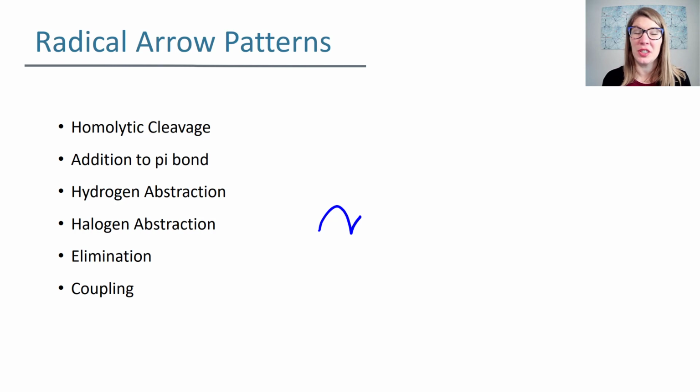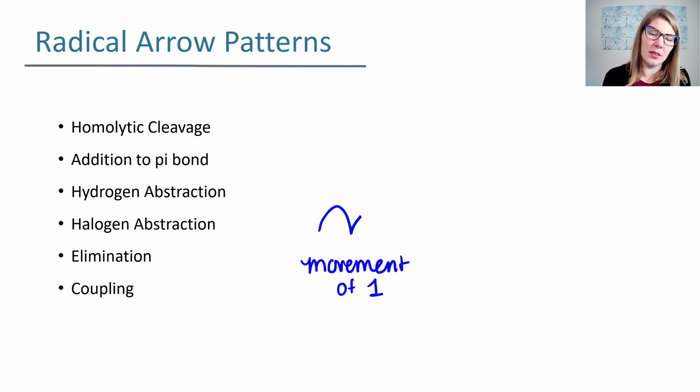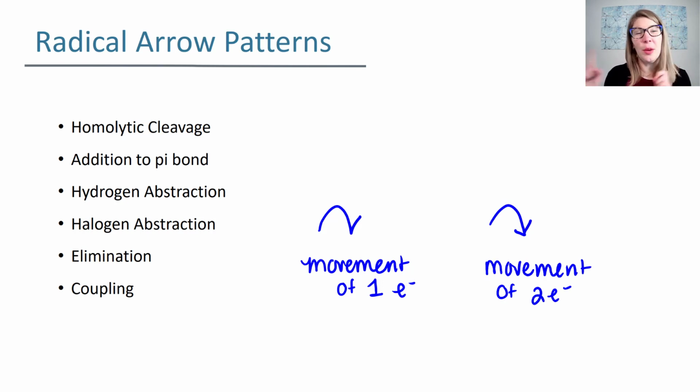It's going to look like this, which is a fishhook arrow. Your fishhook arrow represents the movement of one electron, whereas our regular arrow that had two barbs on it was the movement of two electrons. So the number of barbs on the arrows matters in organic chemistry. So make sure that you know that when we're drawing our arrows, you have to draw that fishhook arrow.